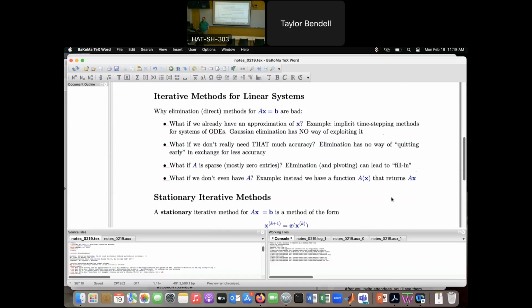Inverse. We're not talking about the inverse, we're talking about just A. Can you repeat the question? Okay, so suppose I want all the entries of A, but all I have is this function. How can I use this function to still get all the entries of A?